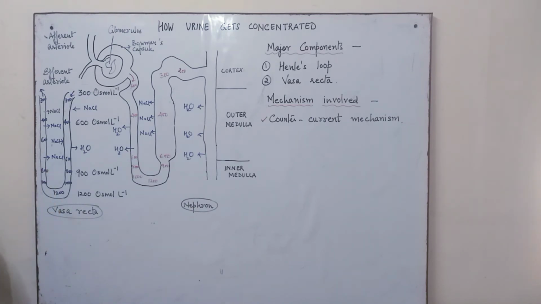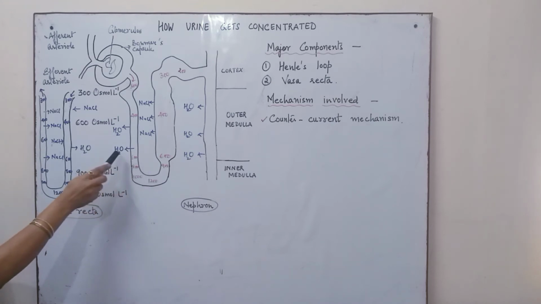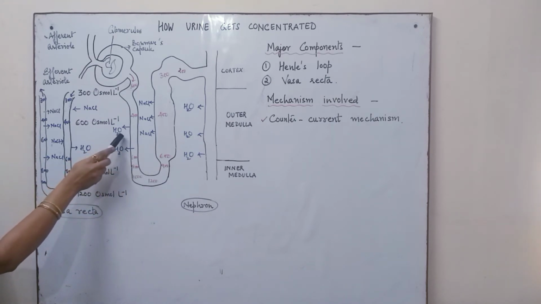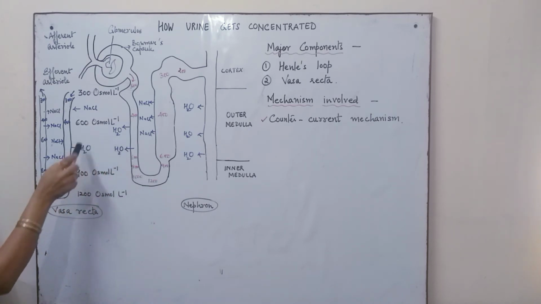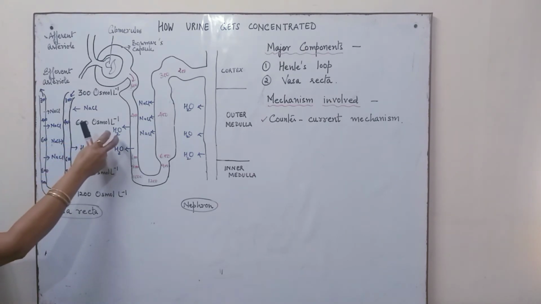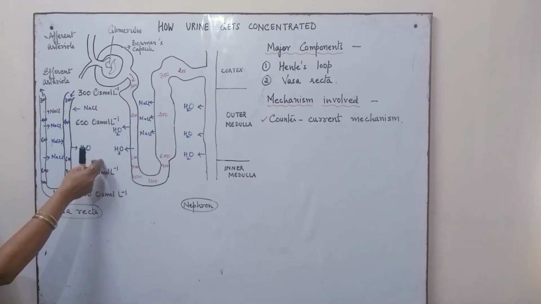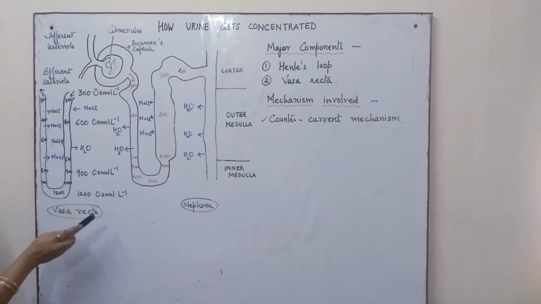Now, as we have studied in the previous video, the descending limb of Henle's loop is highly permeable to water. As a result, a lot of water is being released into the interstitial fluid of the medullary region, and this in turn increases the osmolarity. We have mentioned osmolarity per liter over here.